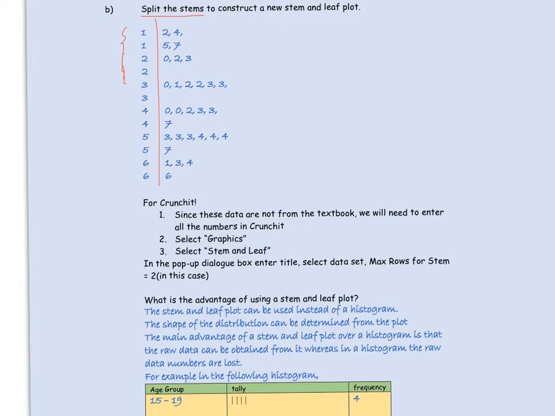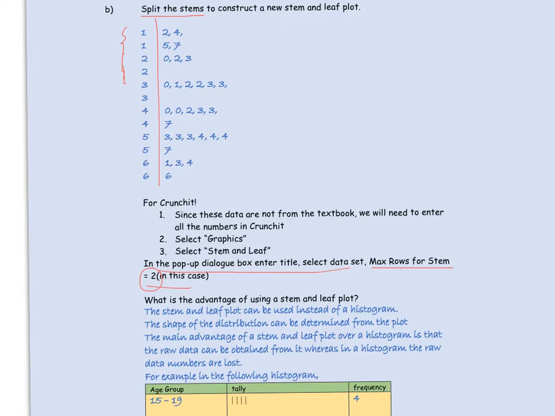Now when you use Crunch It, if you want to split the stems, in the pop-up dialog box where you enter the title and select the data set and so on, this is important to do. Maximum number of rows for stem equals 2. Basically you've split the stem into 2 parts. You can also split it into 3, but most of the data sets we are going to study are quite small, so splitting it into 2 should be good.